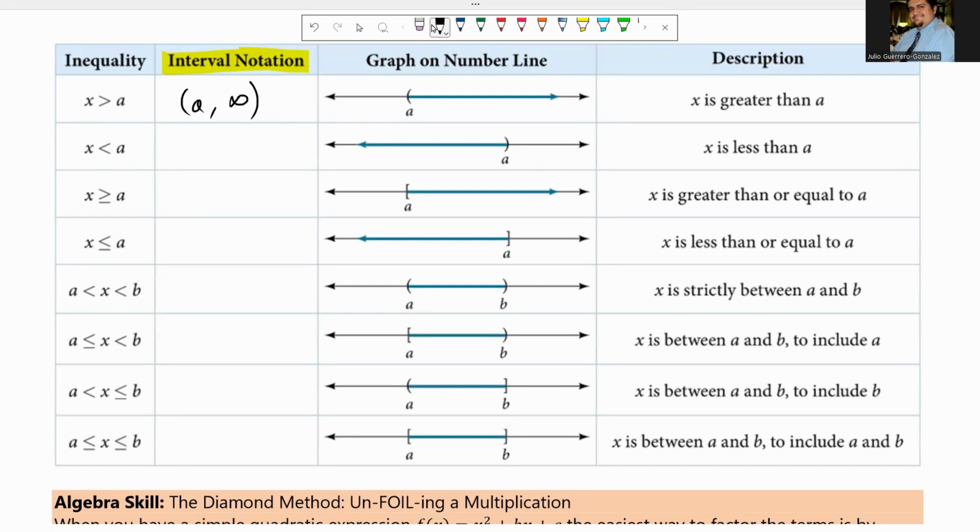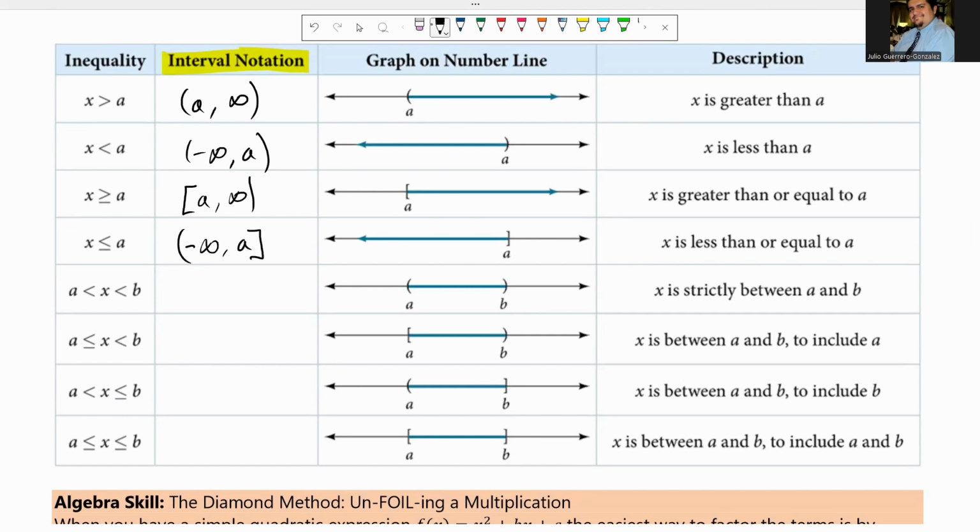Suppose we wanted to do values less than a: negative infinity to a. Suppose we want values greater than or equal to a: a, infinity. And then let's say you want less than or equal to a: negative infinity to a.